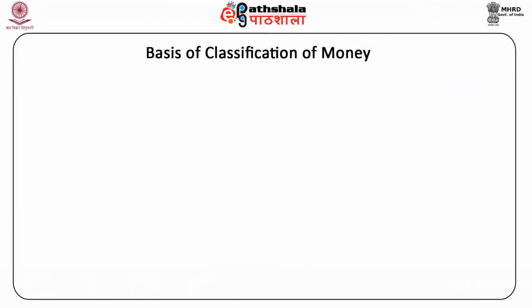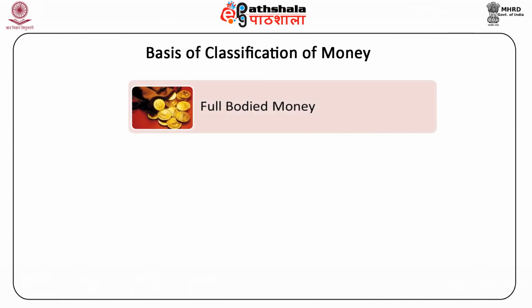The third basis of classification is based on the relationship between the value of money as money and value of money as a commodity. It can be further categorized into three parts. First, full-bodied money is money whose face value is equal to the commodity value. That is, its value for monetary purposes is the same as the value for non-monetary purposes. Example, rice, cattle, gold coins.